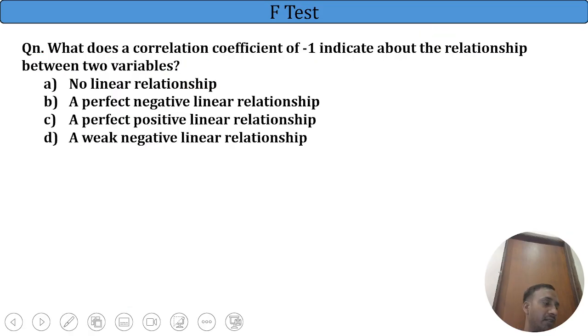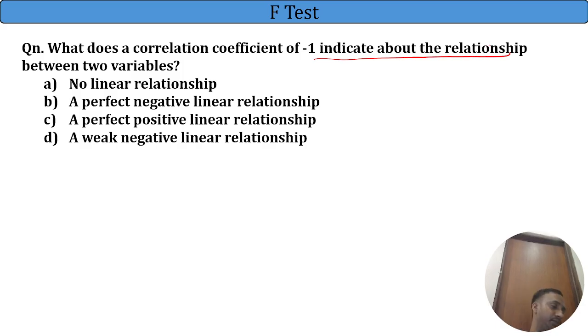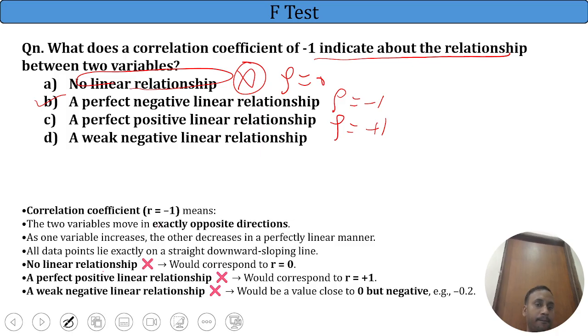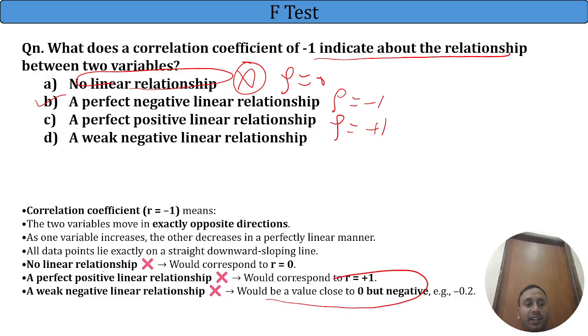One more question we have. What does a correlation coefficient of -1 indicate about the relationship between two variables? It should not be 0. Perfect negative is -1, perfect positive is +1, and for a weak negative we can't say anything. So that will be the answer. It would be close to 0 but not negative.